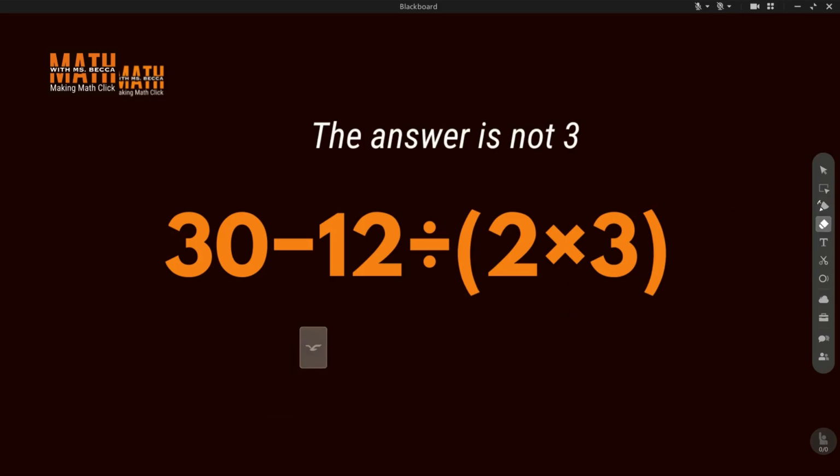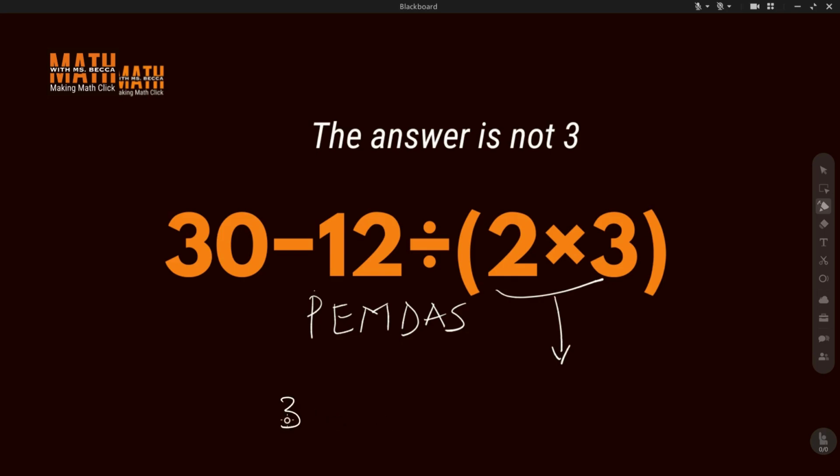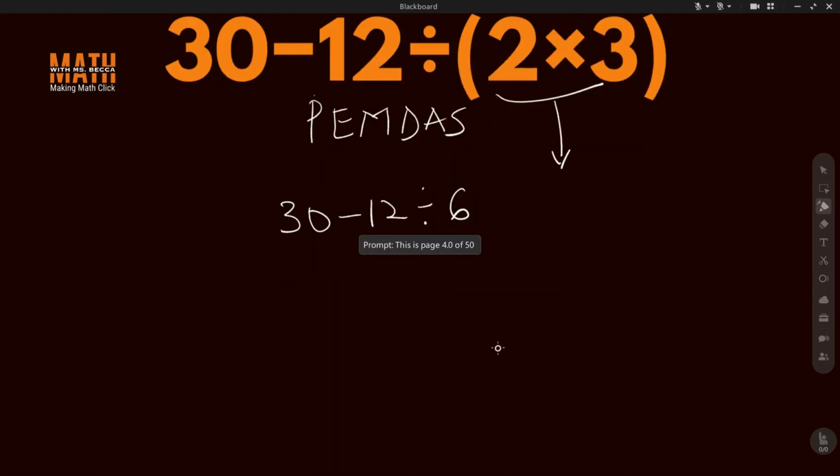We will be using the PEMDAS rule, which shows that we have to solve multiplication and division before we subtract. So now let's first solve the exponent here, so that now we'll be having 30 minus 12 divided by 6. Since 2 times 3 is 6, now we have to divide before we subtract.